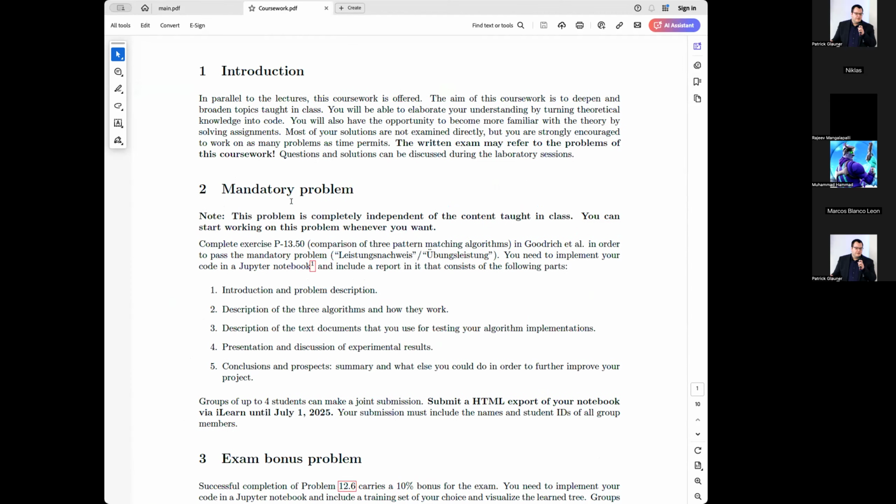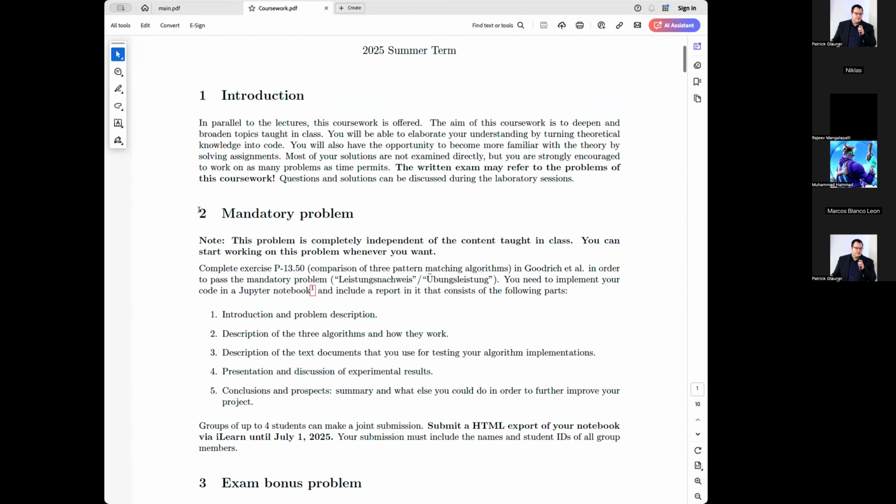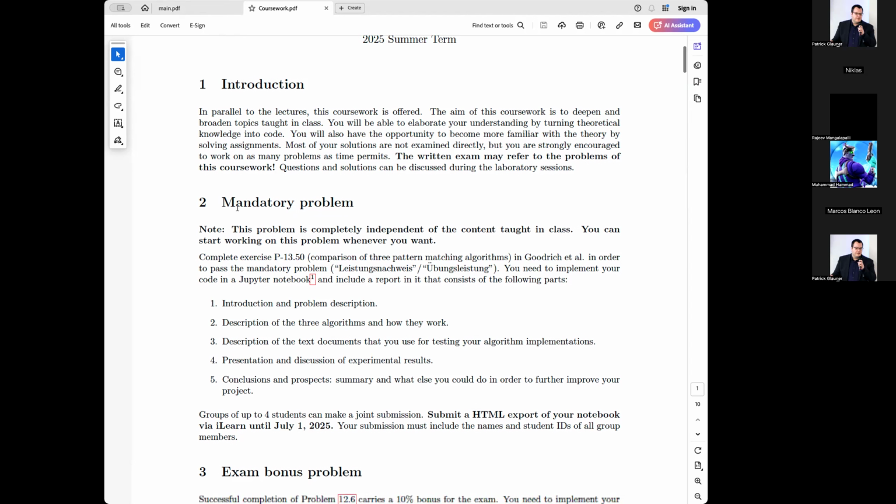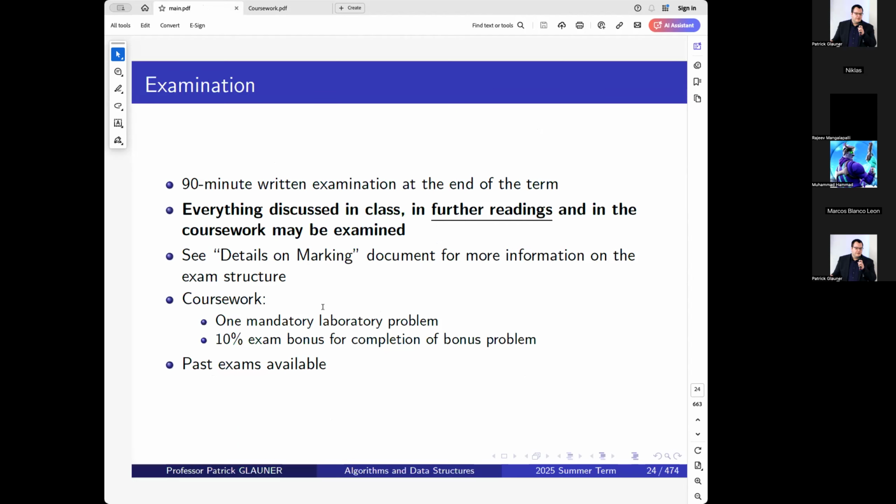In order to be able to sit the written examination, you need to solve this mandatory problem. I've talked about it in the lab session. It's been recorded, so watch the recording in case you have not been to the lab session. You need to pass the mandatory problem, otherwise you're unable to sit the written exam. If you have done the mandatory problem before and you did not sit the exam or you failed, that's fine. You don't need to retake the mandatory problem. Once the mandatory problem is passed, you can sit the exam.